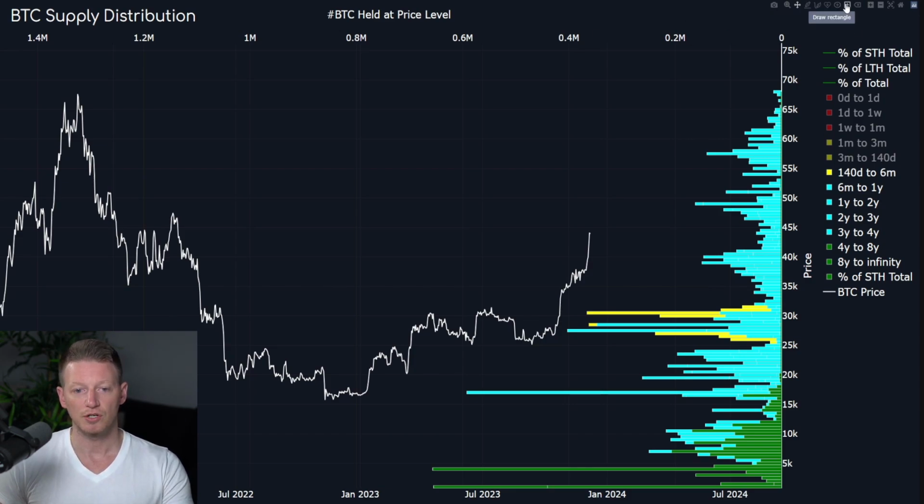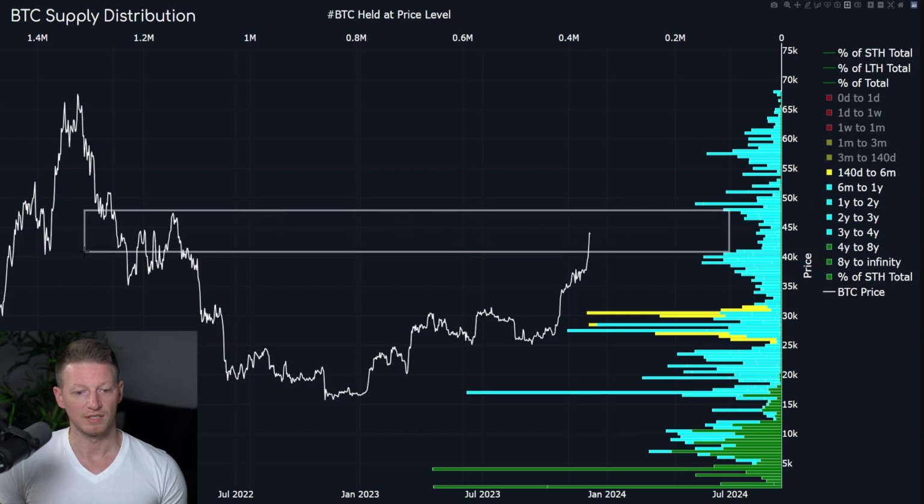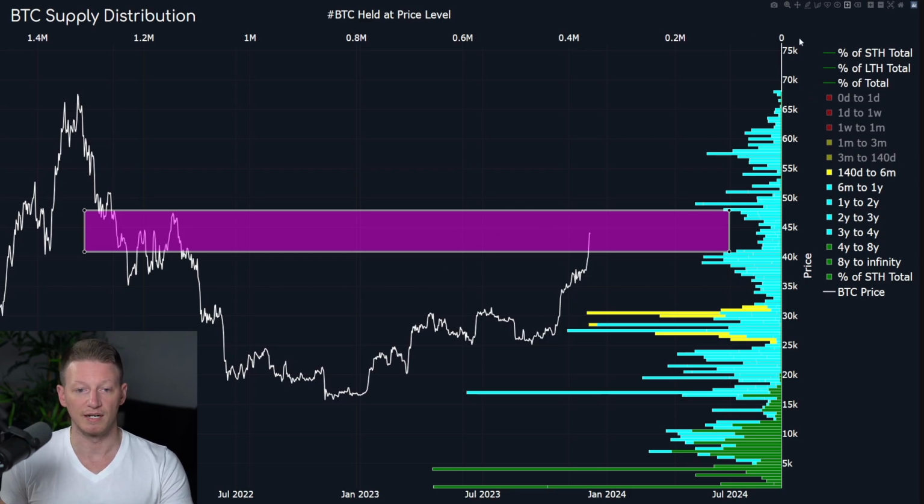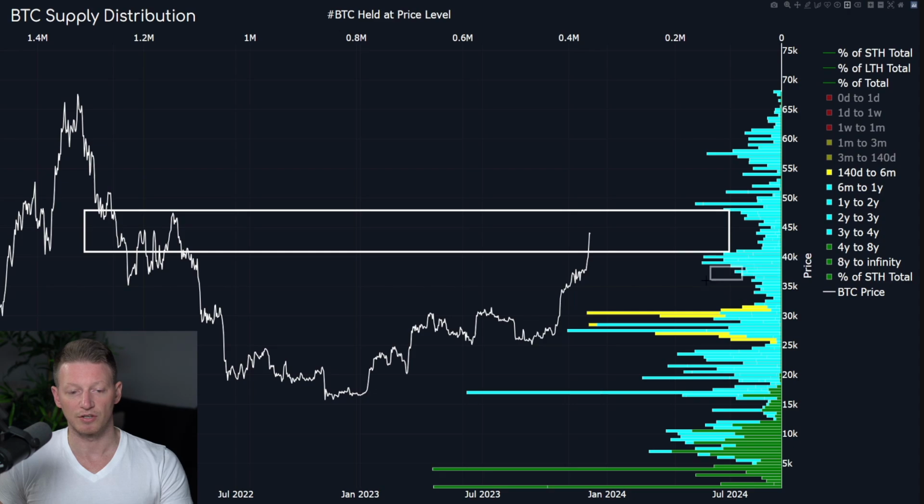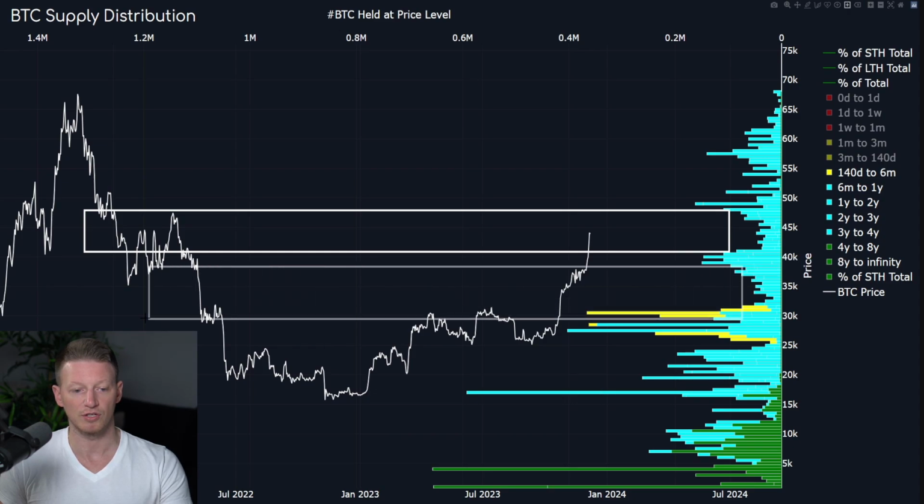Okay, so another interesting thing happens. Notice these areas where we just simply don't have a lot of volume. So we're talking like right here, 46K all the way down to around 40K, right? You just don't have a lot of volume in that zone. Not a lot of people hold Bitcoin there. Another level like that, interestingly, is this level right here, 38.5 down to around 30K.